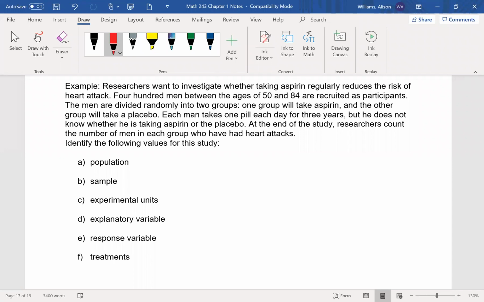So let's identify all of this terminology in this example. The population that we're looking at are men ages 50 to 84. My writing is still a little sloppy, but hopefully that's readable. Okay. In this, the sample is they took 400 men to participate. The experimental units are these actual individual men among the 400.